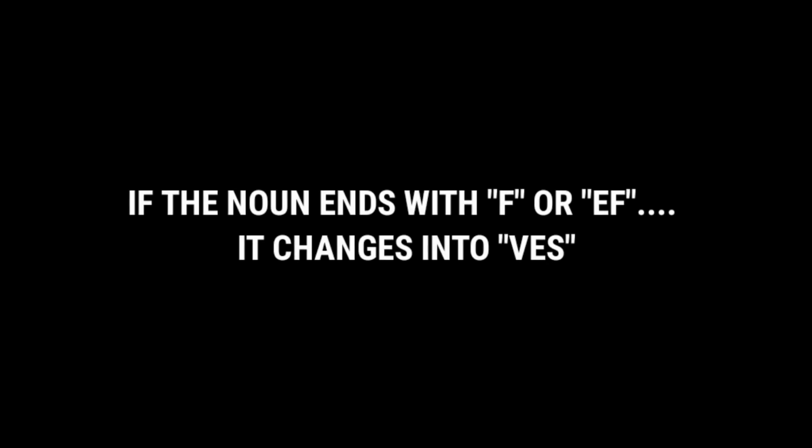Now, let's move to the next rule. If the noun ends with F or FE, it is often changed to VES. Here in this rule, if the noun ends with F, like thief, we can change this F into thieves. T-H-I-E-V-E-S means we are going to remove F and write V-E-S. More examples are leaf, leaves, knife, knives, wife, wives.